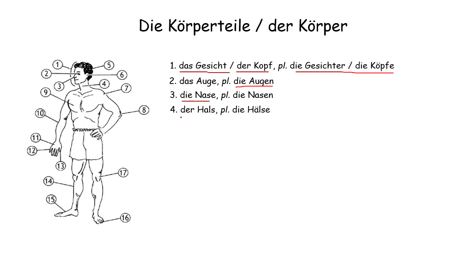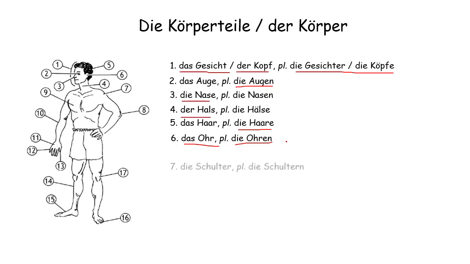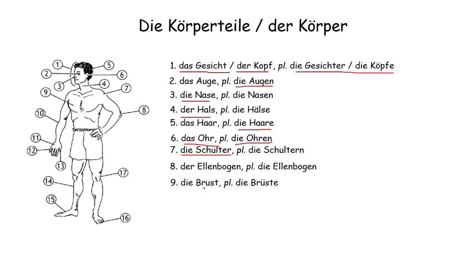Der Hals, neck. Die Haare, the hairs. Die Ohren, the ear. Singular is das Ohr, die Ohren. Die Schulter, shoulder. Der Ellenbogen, elbow. Die Brust, chest. Der Arm, arm.